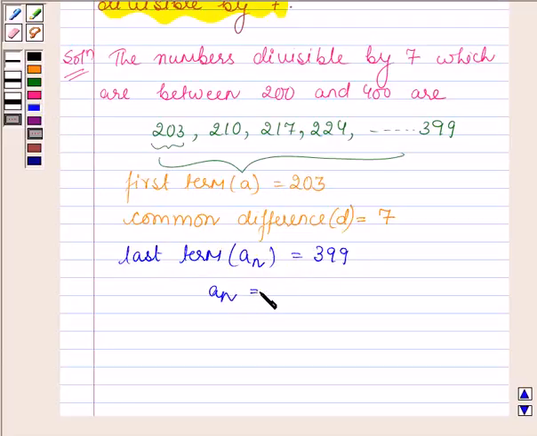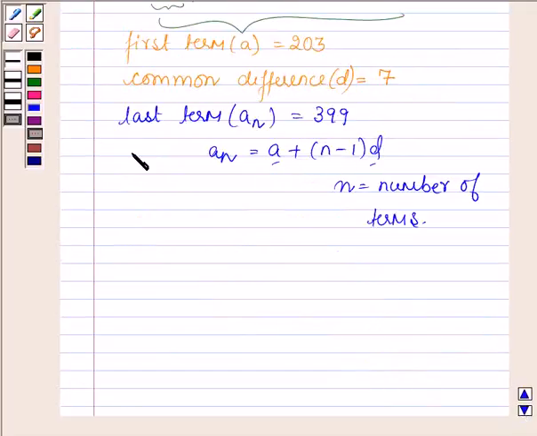And AN is equal to A plus N minus 1 into D, where A is the first term, D is the common difference, and N is the number of terms which are divisible by 7 and between 200 and 400. So first we will try to find the value of N.